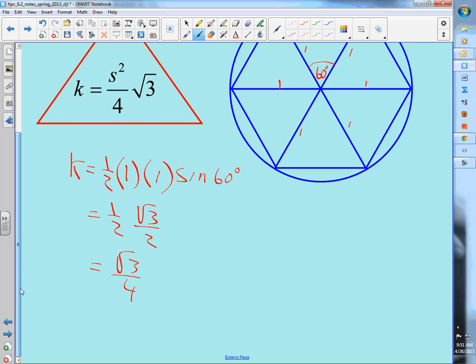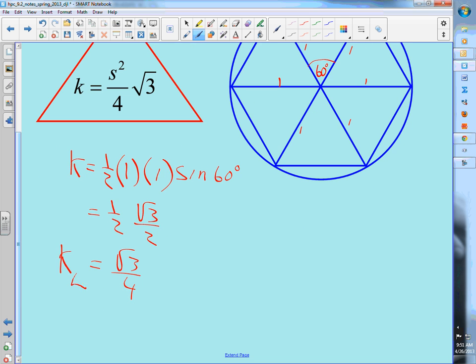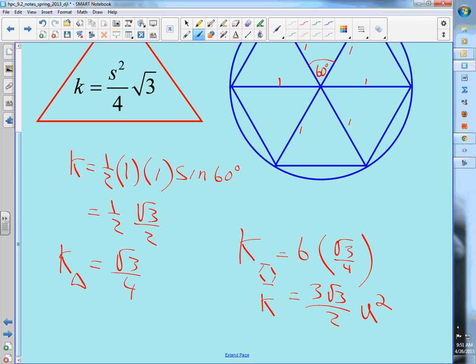So once you know the area of one of the triangles, the area of the hexagon is going to be 6 times root 3 over 4, or 3 root 3 over 2 units squared. So that's the exact value. How do you find the decimal value? On your calculator: 3 times root 3, close the parentheses, divide by 2, bam.